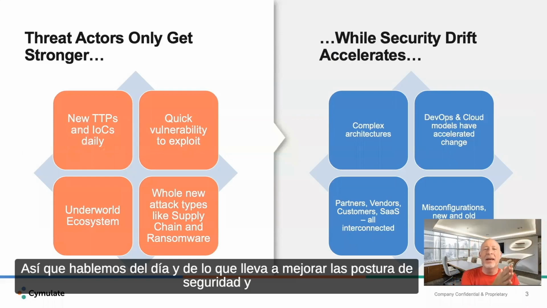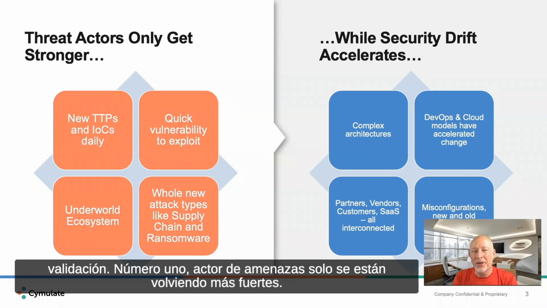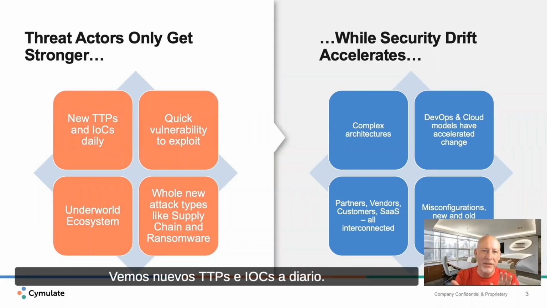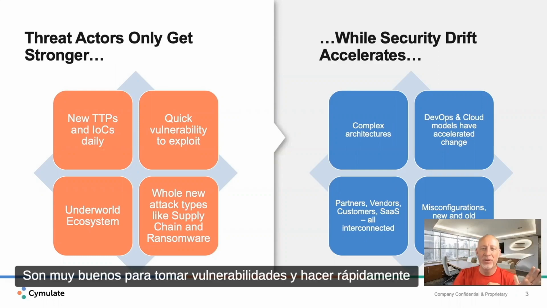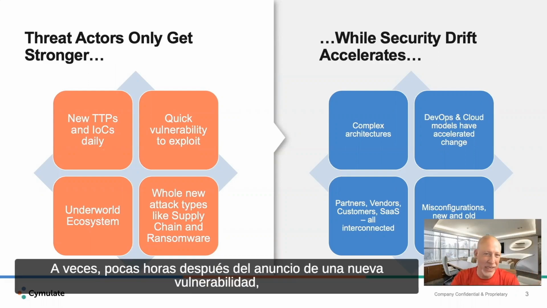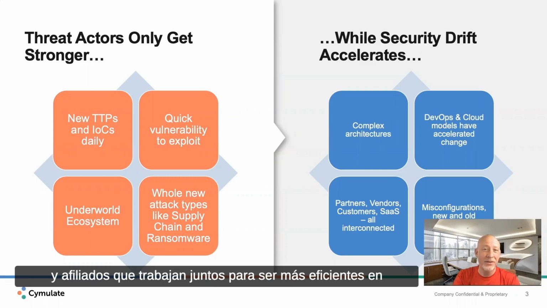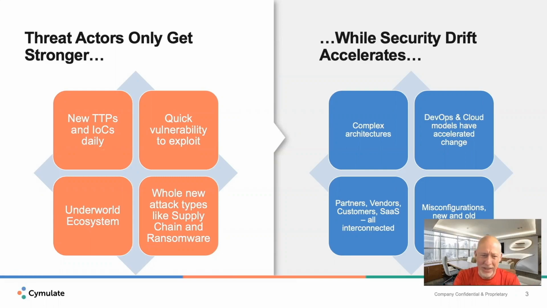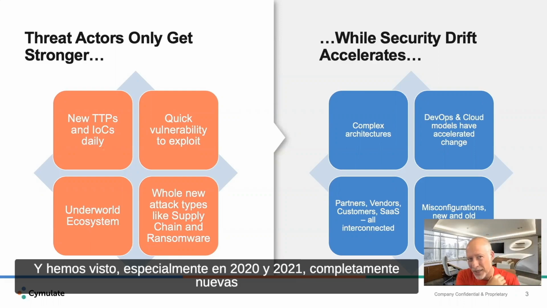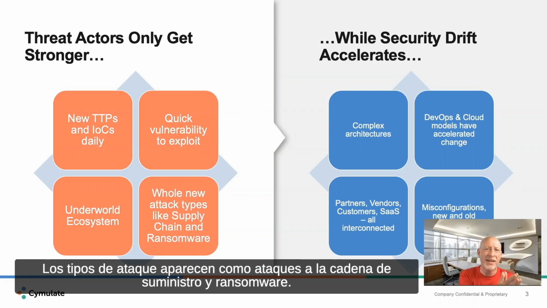So let's talk about today and what has led to posture security validation. Number one, threat actors are only getting stronger. We're seeing new TTPs and IOCs daily. They're very good at taking vulnerabilities and quickly making exploits out of them, sometimes within hours of an announcement of a new vulnerability. There's a whole underworld ecosystem of vendors and suppliers and affiliates that work together to be more efficient in what they do and more effective. And we've seen, especially in 2020 and 2021, whole new attack types appear, supply chain attacks and ransomware.